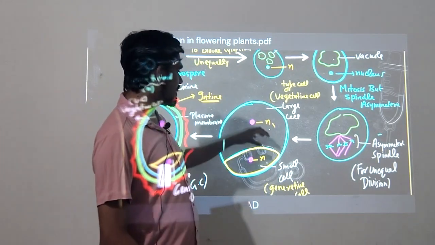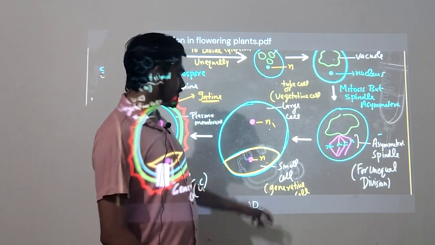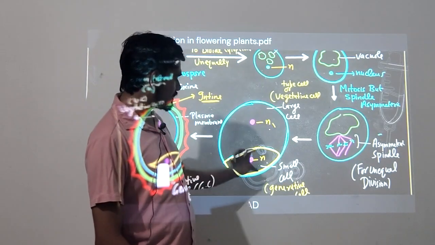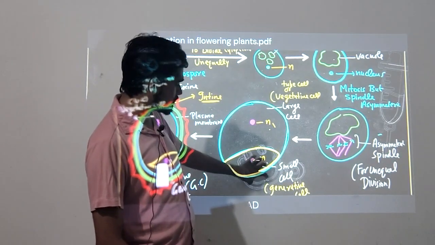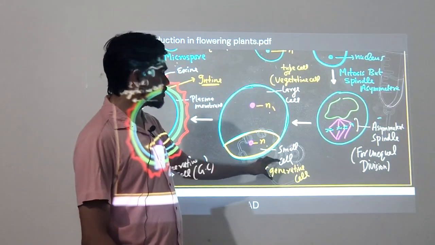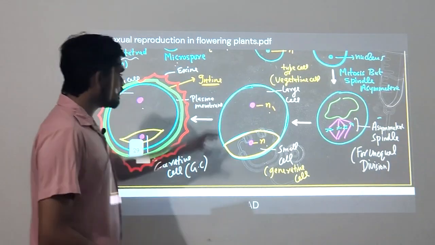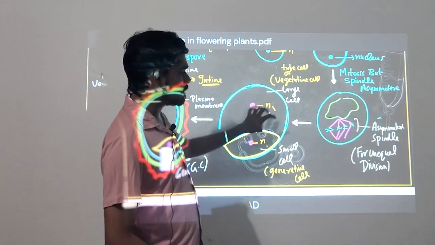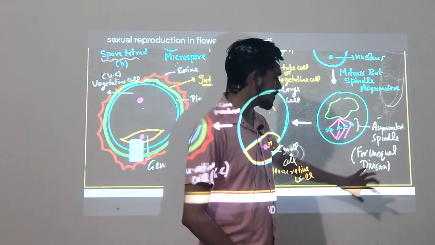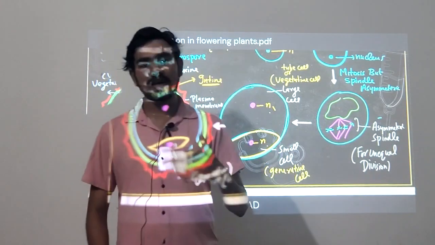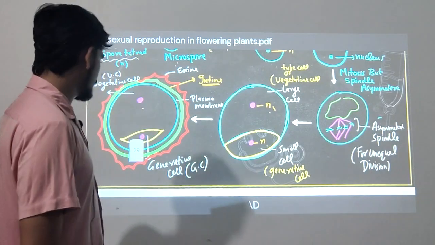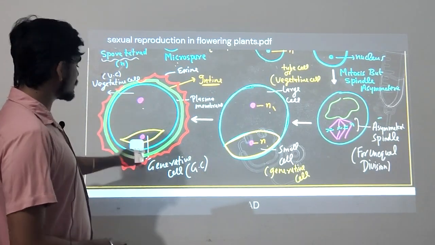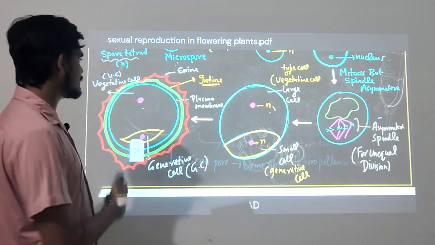One nucleus has an irregular shape and the second one has a regular shape. The irregular nucleus belongs to the large cell, and the small nucleus belongs to the small cell, which is known as the generative cell. Why is the vegetative cell large and the generative cell small? Because of asymmetric spindle formation, the unequal division takes place. So this one is the generative cell, and this one is the vegetative cell.